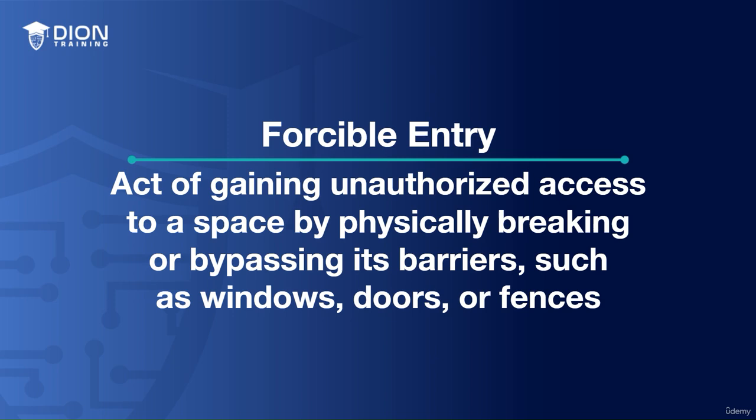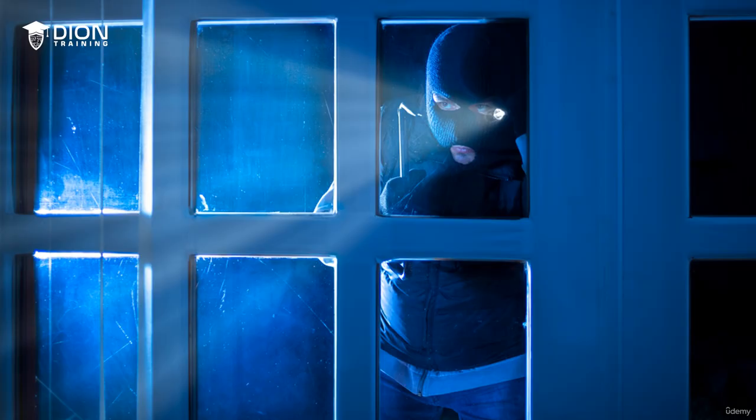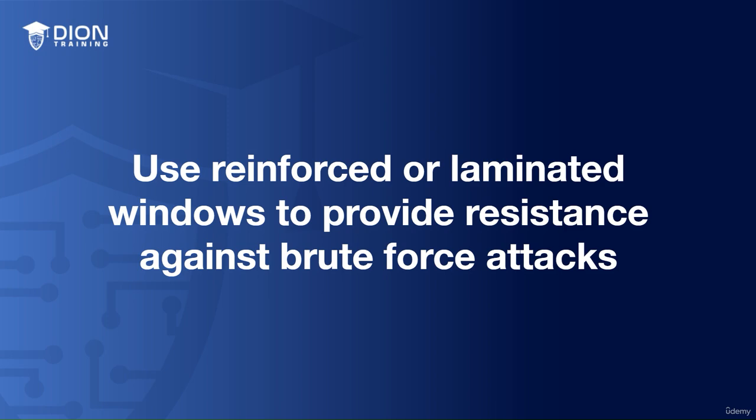Now, forcible entry refers to the act of gaining unauthorized access to a space by physically breaking or bypassing its barriers, such as a window, a door, or a fence. If an attacker is targeting a window, they might use a rock or some heavy tools to shatter the glass. Some more advanced attackers may even use a technique known as glass cutting to create an entry point by cutting a large hole into a large plane of glass and then walking through that hole. To prevent this type of brute force attack against your windows, you should select reinforced or laminated windows to provide better resistance against these types of brute force attacks.